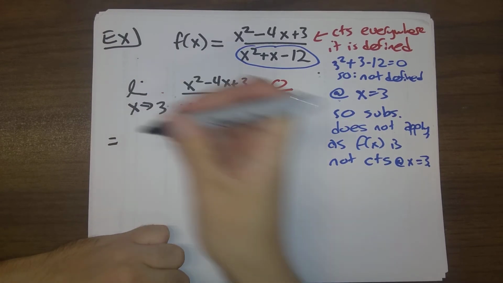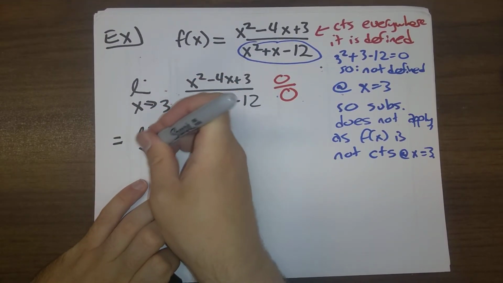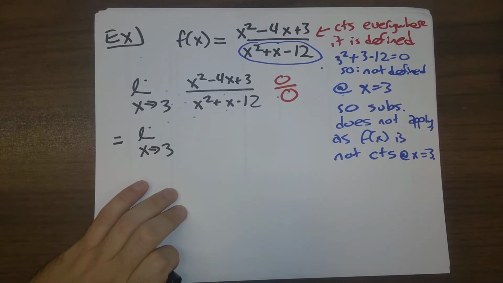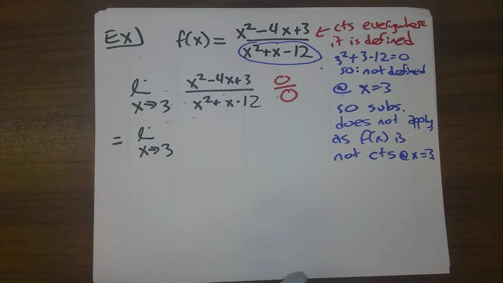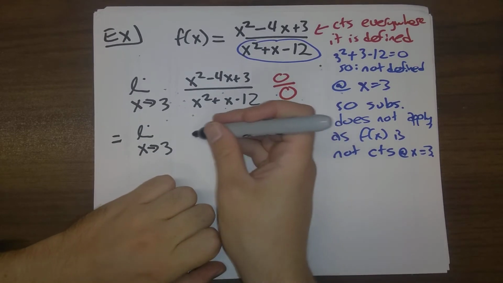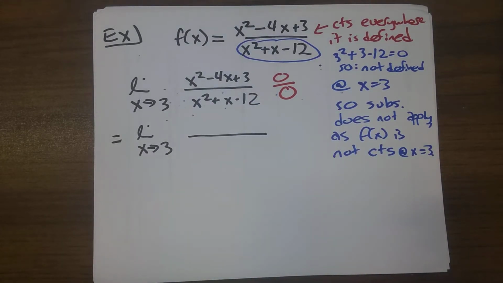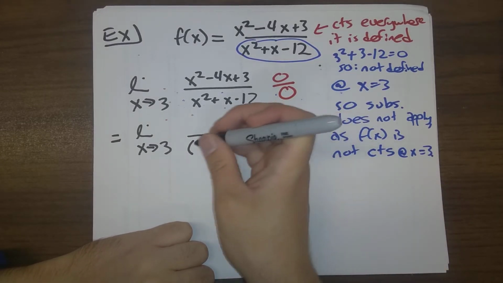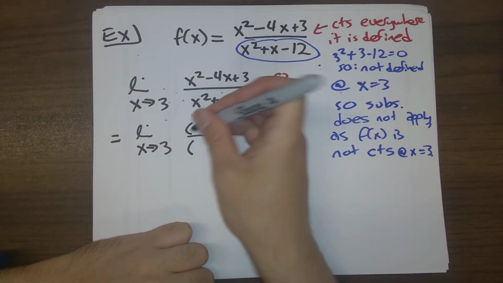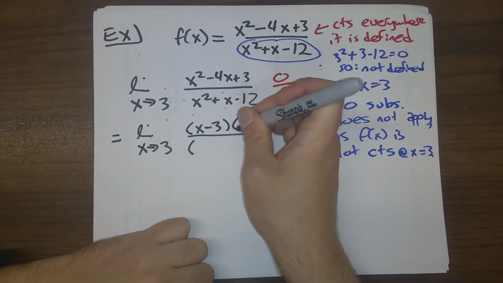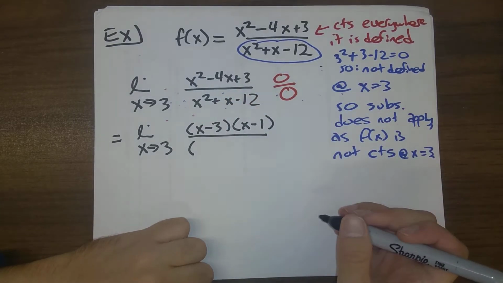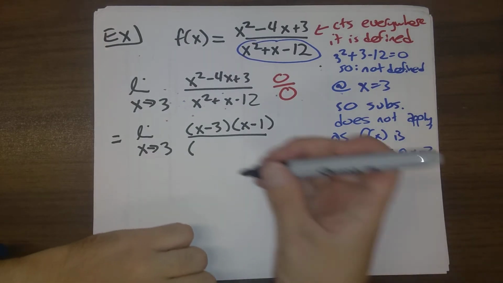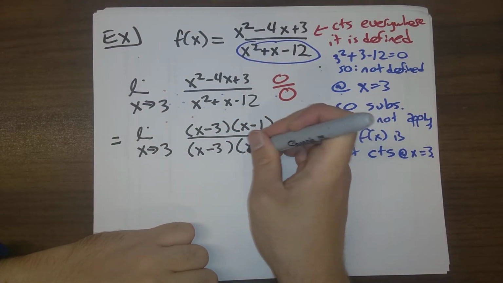So what do we want to do here? Well, the limit as x goes to 3, we want to think about what ways we can algebraically manipulate it. So I might want to take a second to pause and think about that before I give away the answer. But let's see what happens if we factor the numerator and denominator. So we can factor the numerator into x minus 3 times x minus 1. We can factor the denominator into x minus 3 times x plus 4.